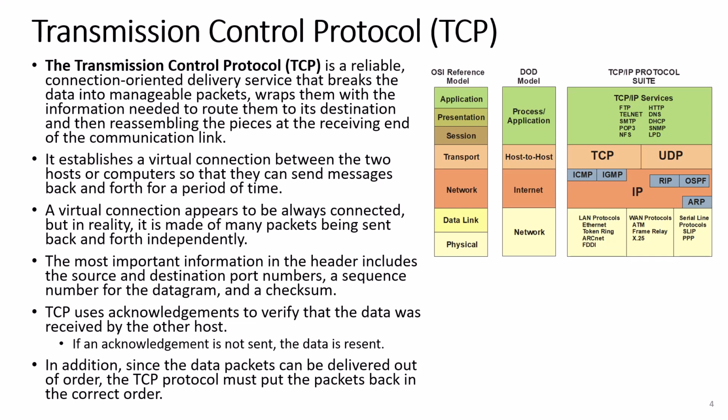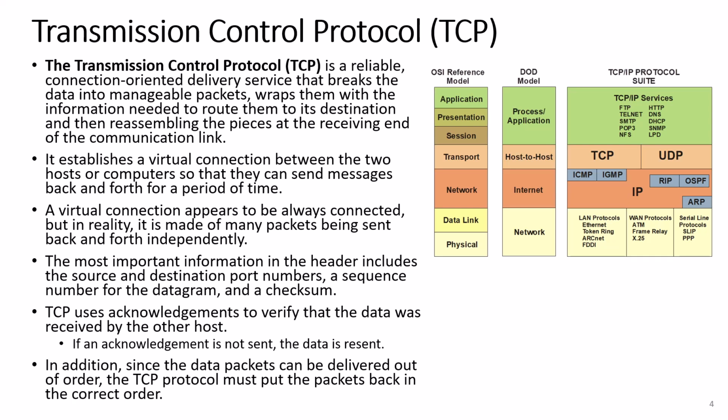The Transmission Control Protocol is a reliable, connection-oriented delivery service that breaks the data into manageable packets, wraps them with information needed to route them to their destination, and then reassembles the pieces at the receiving end of the communication link. It establishes a virtual connection between the two hosts or computers so that they can send messages back and forth for a period of time. A virtual connection appears to be always connected, but in reality is made of many packets being sent back and forth independently. The most important information in the header includes the source and destination port numbers, a sequence number for the datagram, and a checksum.